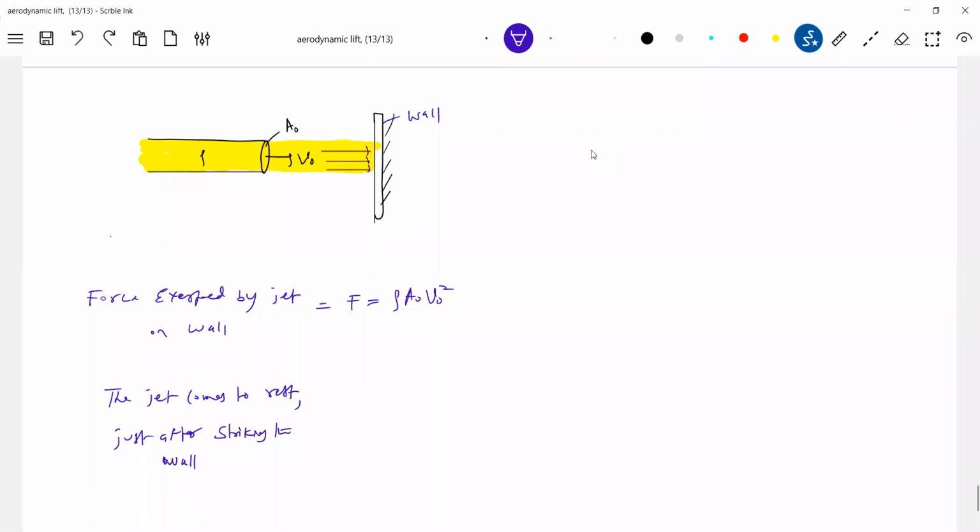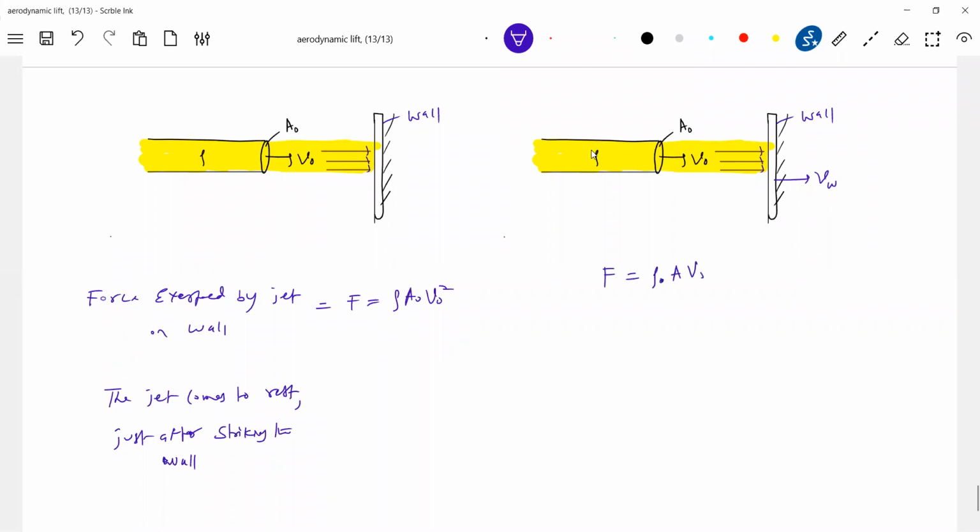Let's take even the wall is also in motion. Velocity of wall. In that case, the force will be rho A V relative square. Sorry, V naught minus VW whole square. What is the velocity of jet with respect to wall? V naught minus VW, if the wall moves opposite.